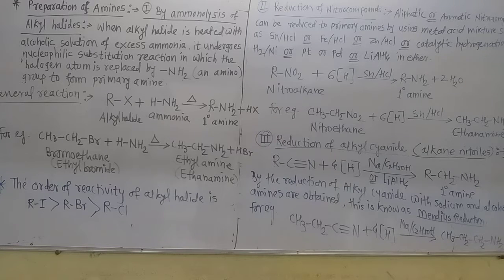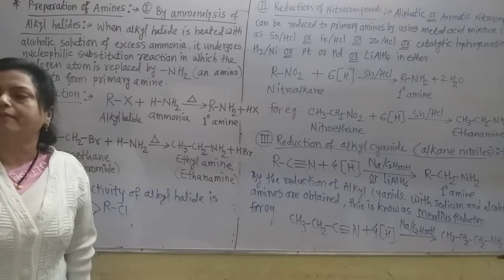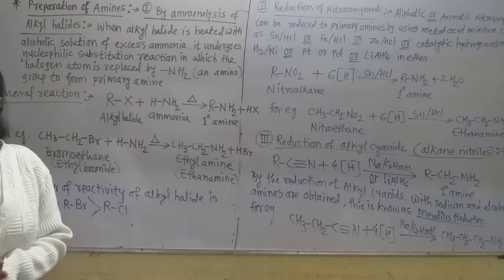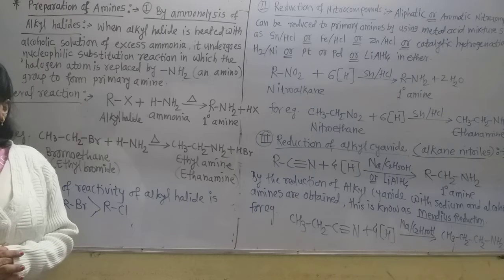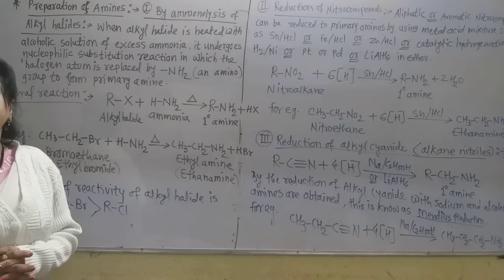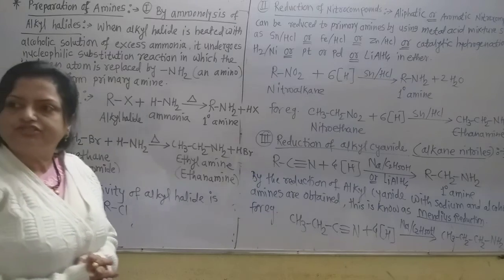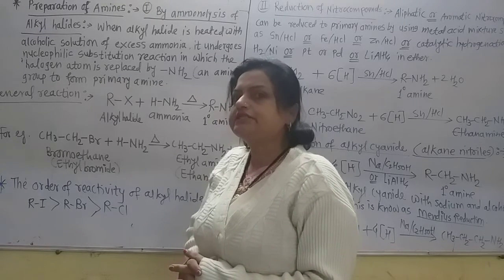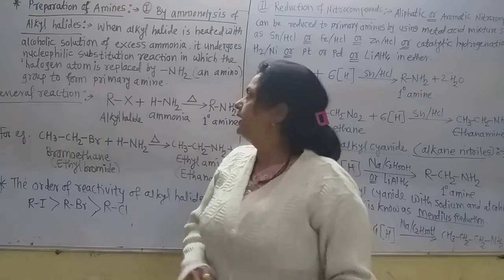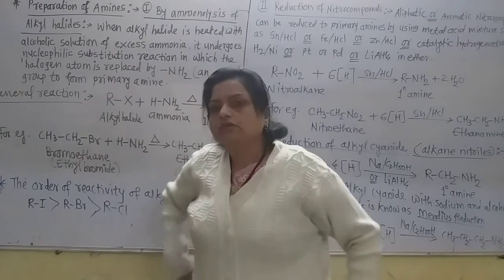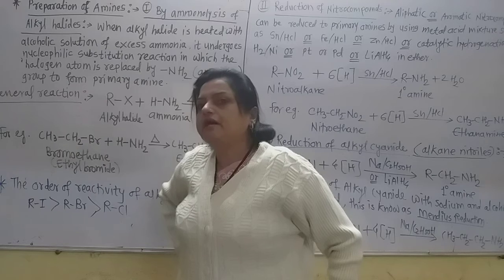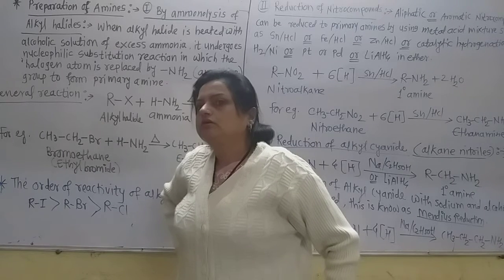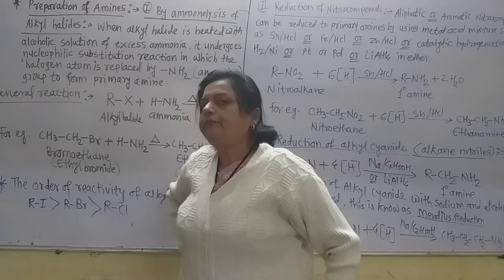Now let us see the preparation methods of amines. Yesterday we have seen the nomenclature of amines. Now in the preparation, the most familiar method of preparation of the amines is ammonolysis of the alkyl halide. By ammonolysis of alkyl halide, we obtain the primary amines. Now what happens in ammonolysis?